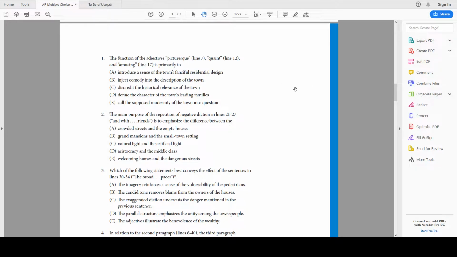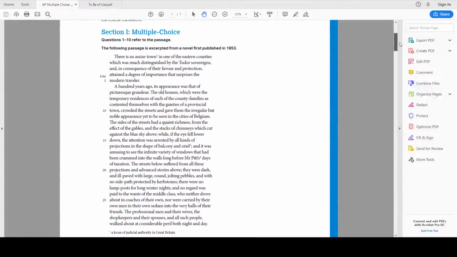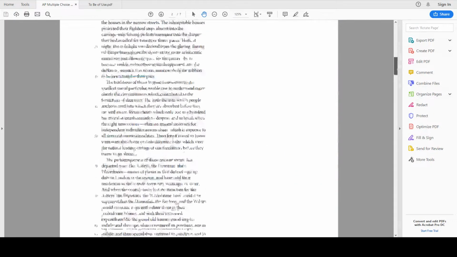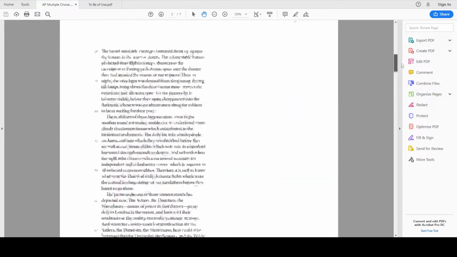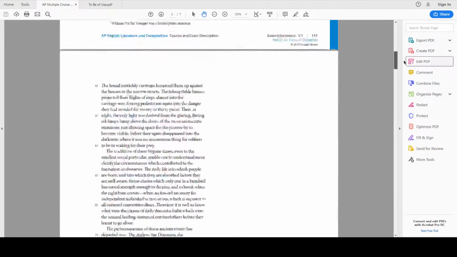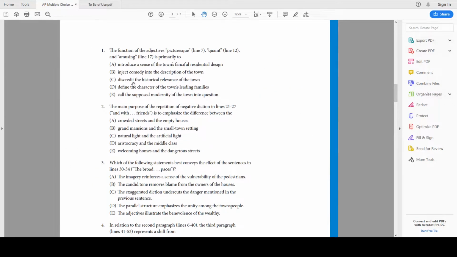B, inject comedy into the description of the town. There didn't seem to be anything funny there. C, discredit the historical relevance of the town. Well, it's certainly talking about something historical, so this is a type of question you might see pretty frequently. Hey, there's a word in there which has something to do with what I read, but where's the relevance? None of the stuff that we read in that passage talked about whether the town was uninteresting, interesting, you should see it if you visit, etc. So I'm just going to ignore that answer because of the relevance part.